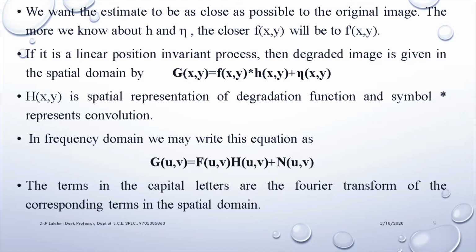The terms in capital letters are the Fourier transform of the corresponding terms in the spatial domain. Here g and h were given as capitals by mistake, but in the spatial domain all the functions are denoted by small letters, and in the frequency domain all the two-dimensional functions are represented by capital letters: G of uv equals F of uv into H of uv plus N of uv. These are simple notations you should remember: the spatial domain representation of the degraded image, and the frequency domain representation of the degraded image.